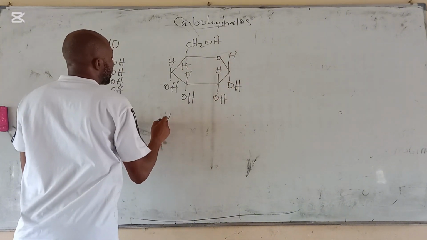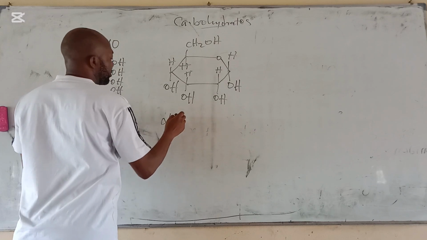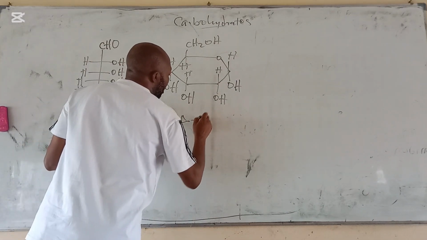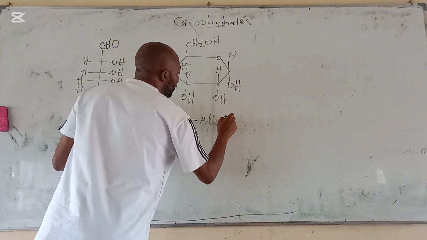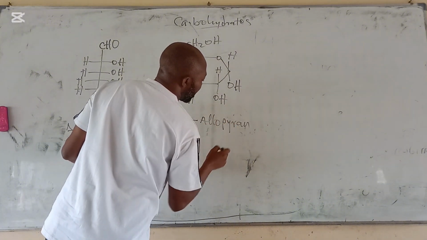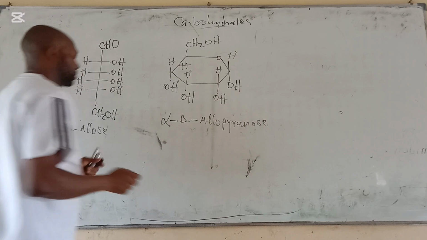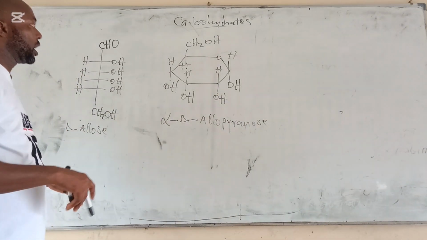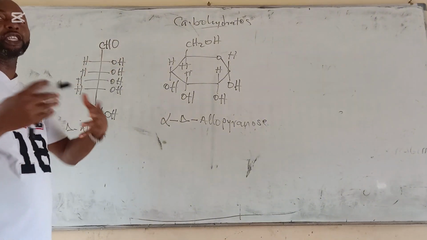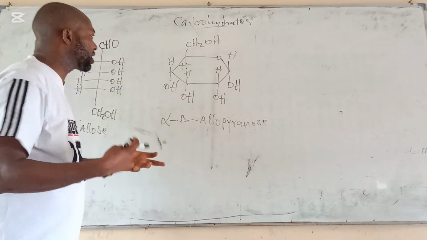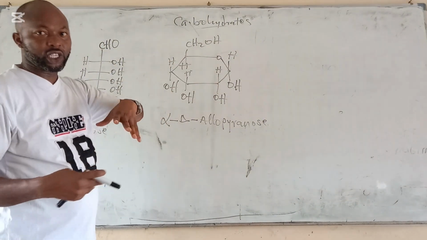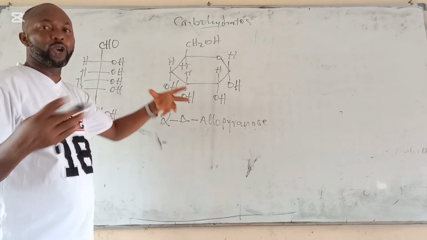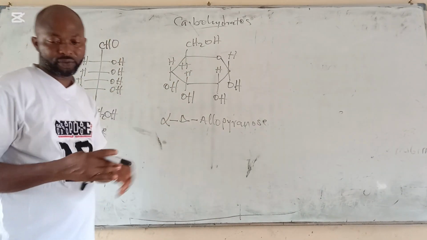So this is alpha D allopyranose. So this is allose, so it's allopyranose. The more I solve them, the more you become acquainted. We are just forming the ring and we proceed. Once we have mastered the process of forming our ring, then we are halfway done. Then we can move on.